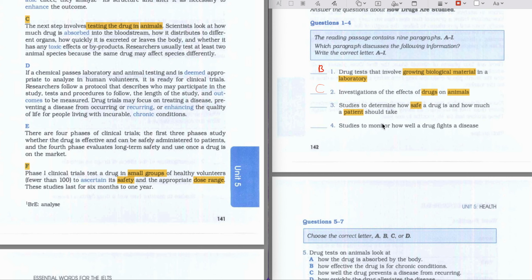Let's highlight it. Let's read the first sentence. Studies to monitor how well a drug fights a disease.